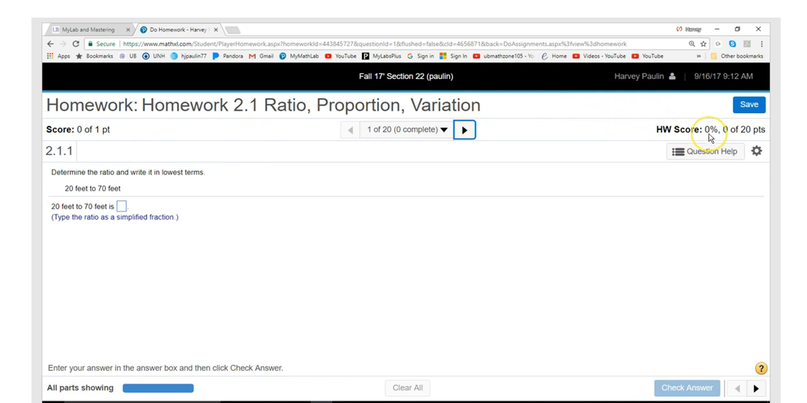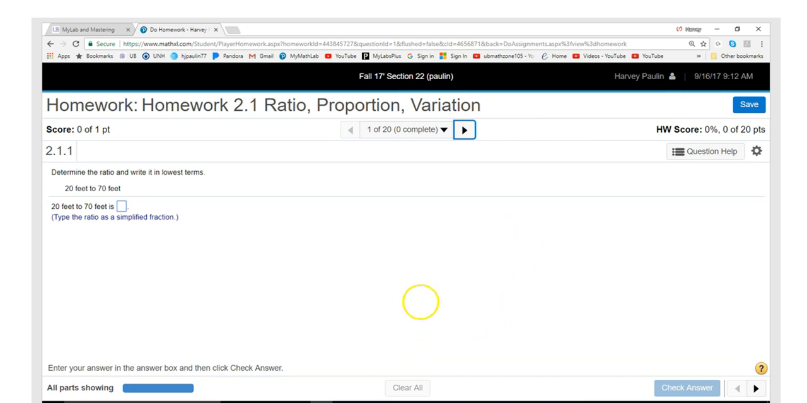Now it does keep track of your score here, and it's out of 20 possible points. There's 20 questions. Now, the thing about homework is you can repeat this as often as is needed until you get it right. So this is not a test. This is practice in which you repeat and hopefully learn to get the correct answers.